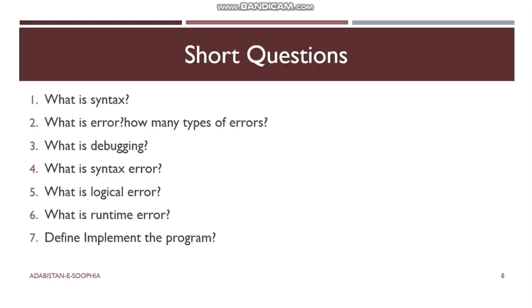These are a few short questions related to the lecture. What is syntax? What is error? How many types of error? What is debugging? What is syntax error? Logical error? Runtime error? Define, implement the program. You should learn all these questions before the next lecture.